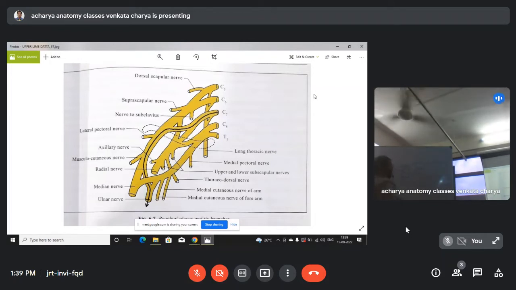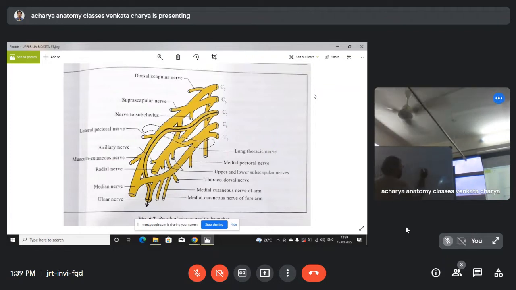Then come to the lower trunk. So the lower trunk is formed by the roots of C8 and T1 uniting to form the lower trunk. Upper trunk, middle trunk, and lower trunk. Are you getting? So upper trunk, middle trunk, and lower trunk.